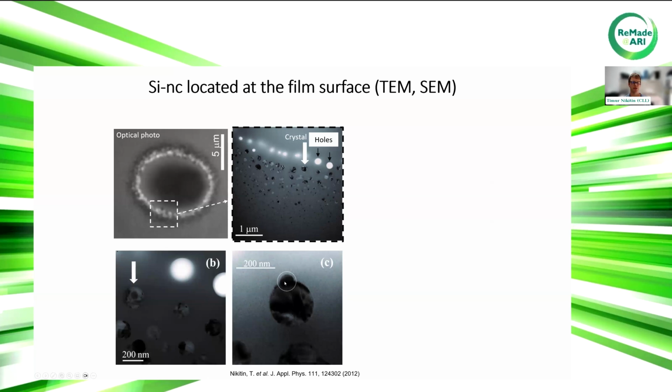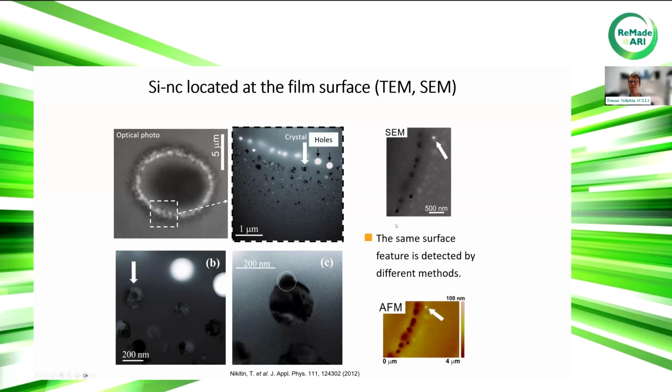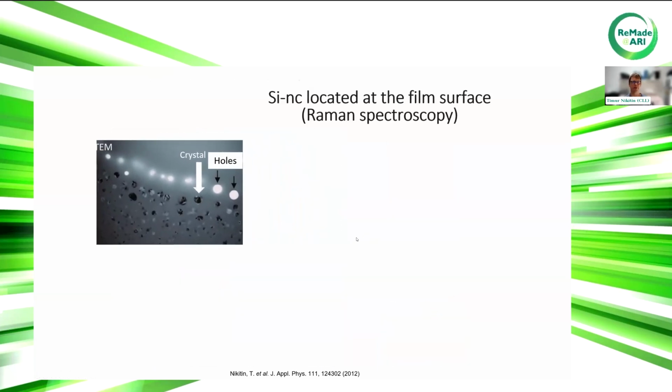And we noticed that it has some sort of surface feature. The shape is not round, it's a pear-like shape. And this shape and this part of the silicon nanocrystal was also detected on the surface in SEM, scanning electron microscopy, where it appears as a bright spot. So this is the same area. Then the same surface feature was detected by AFM, and we also found out its height.